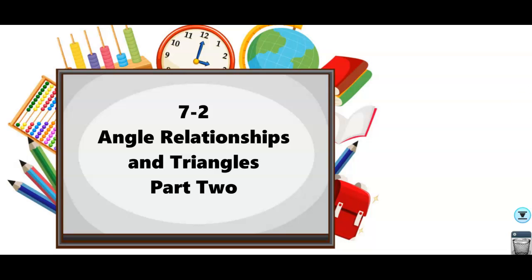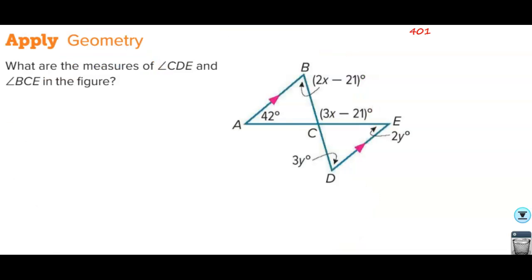And I'm back with 7-2 Angle Relationships and Triangles, Part 2. These are the problems that were a little more complex and have a little bit more going on. And so I wanted to be able to dedicate a day to these because I feel like they're going to be confusing and complicated for you guys. Okay, so this is on page 401 in your workbook.